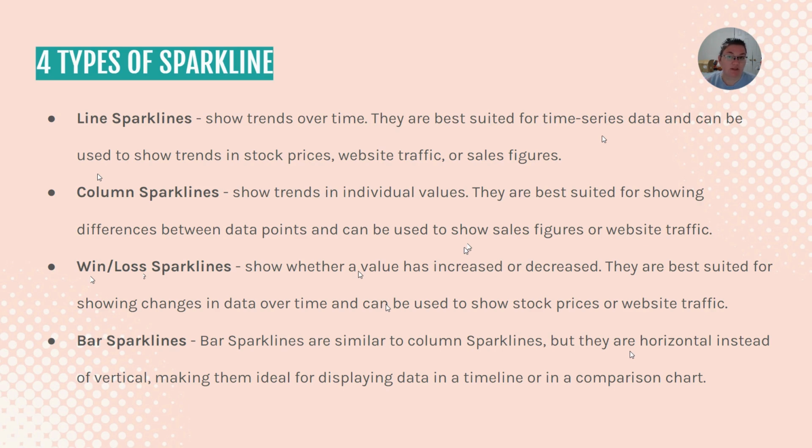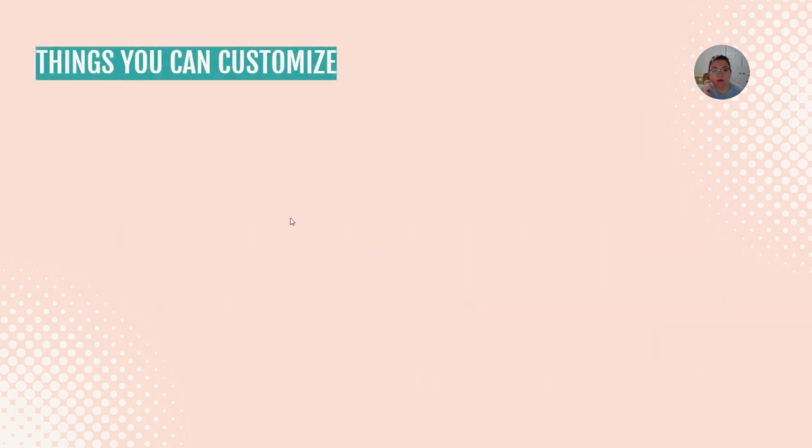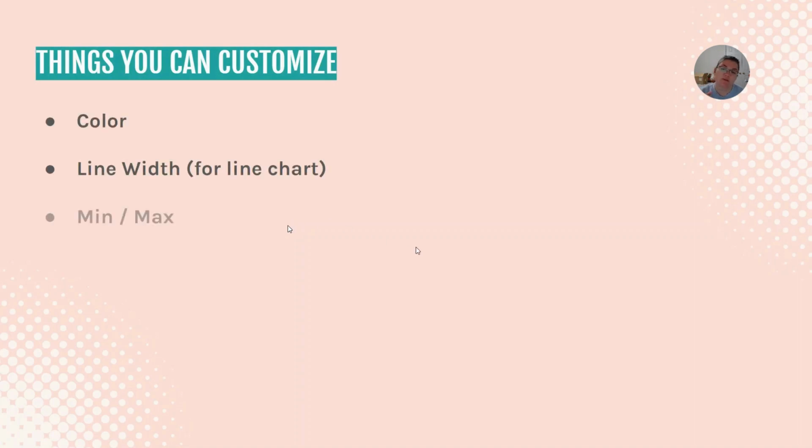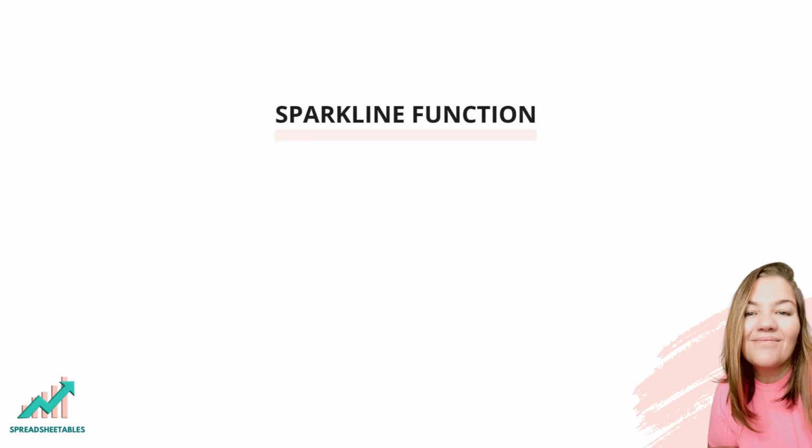There are more things you can customize, but in this video I'm going to show you just the most basic ones that I use. I'm not a finance person and I don't need to use a lot of the other functions that they have, so I'm going to show the basic ones. Okay, so things you can customize: color. You can customize the line width for the line chart, and you can customize your minimum and max values.